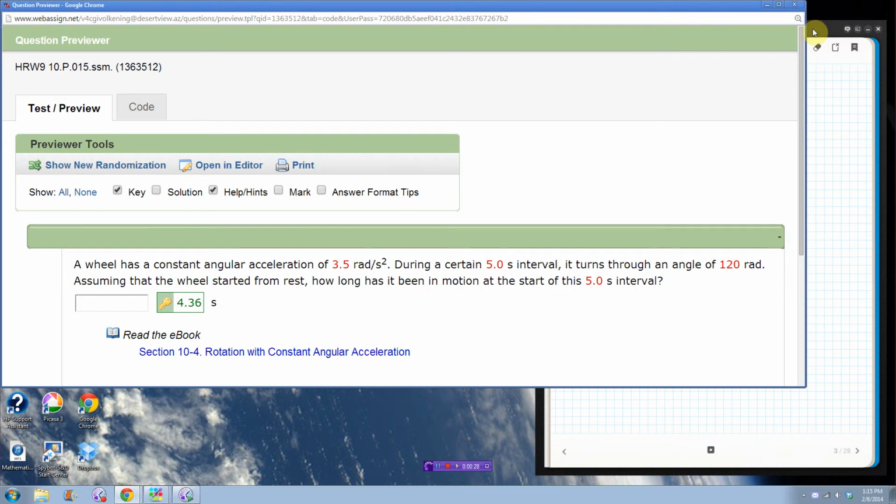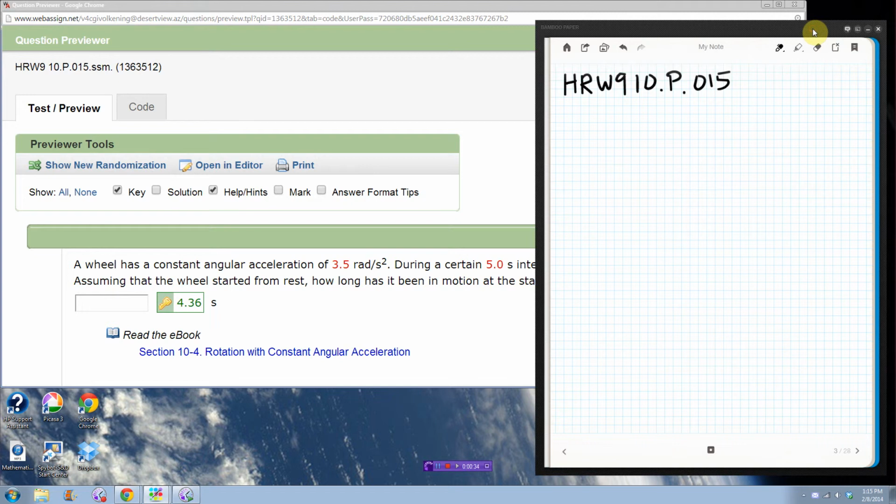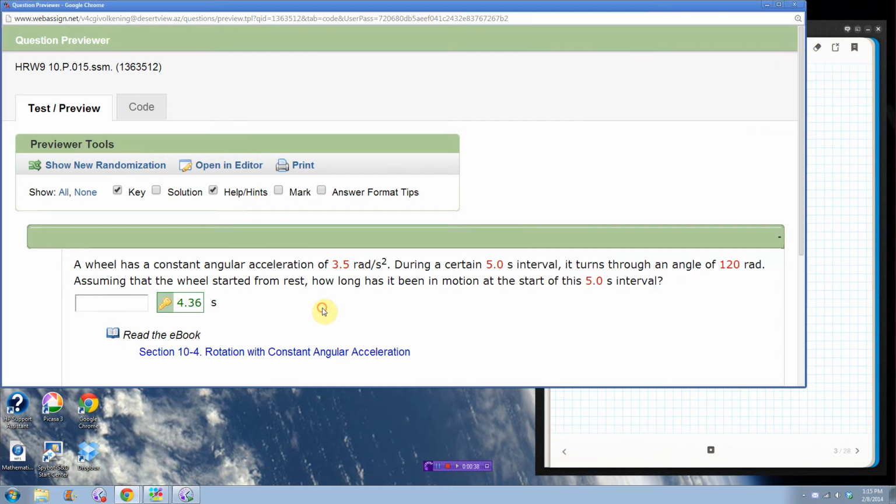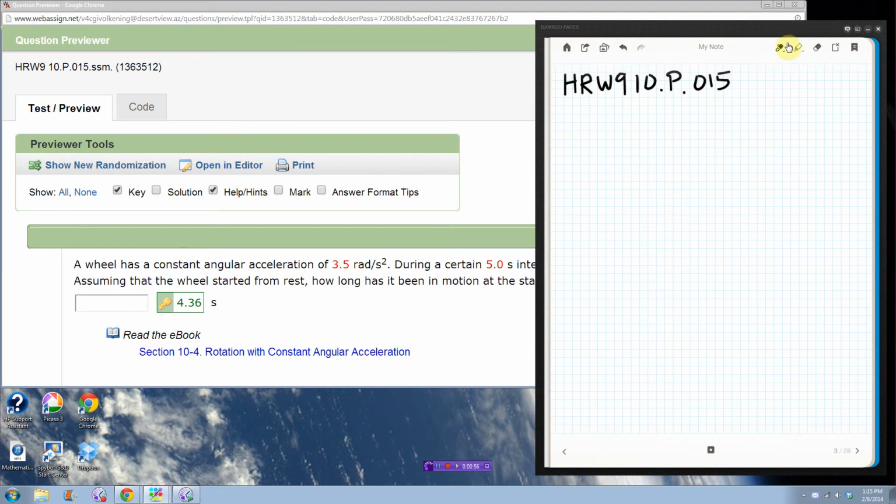Unfortunately, this is on a wheel. I should plot it on a wheel, but I'm going to plot it linearly, because it's the same kind of problem if I said a car has a constant acceleration of blah, blah, blah. During a certain 5-second interval, it travels a distance of 120 meters. Assuming the car started from rest, how long has it been in motion at the start of the 5-second interval? It's the same problem.